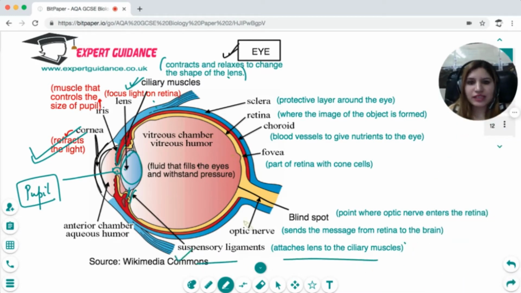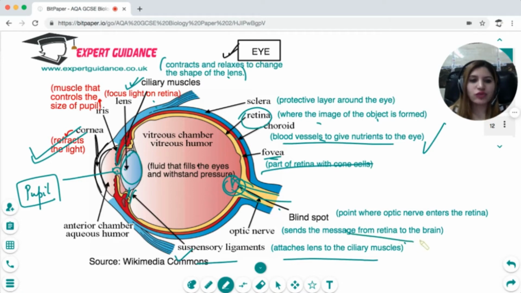Then you can see there is a retina. The retina is the place where the image is formed, and then you have the choroid layer, which is the blood vessels that give all the nutrients required to the eye, and there's a fovea, which is the part of the retina with only cone cells, and then there is a blind spot. This blind spot is where the optic nerve enters the retina, and this optic nerve sends the message from the retina to the brain so that it can process the information and help you to see.